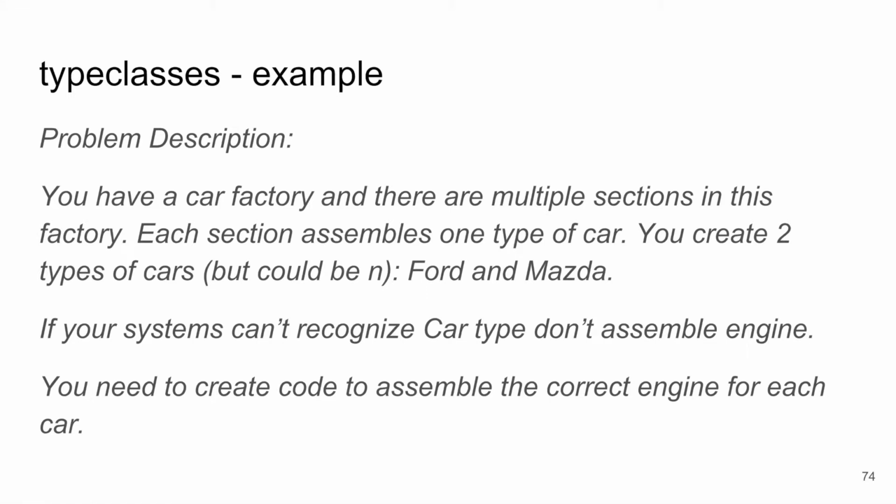Let's say you have this problem description where you have a car factory and there are multiple sections in this factory. Each section assembles one type of car. You create two types of cars as of right now, but it could be more, Ford and Mazda. You need to create code to assemble the correct engine for each car. If your system can't recognize the car type that you have, just don't assemble the engine.